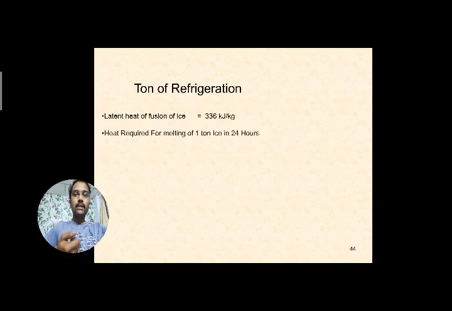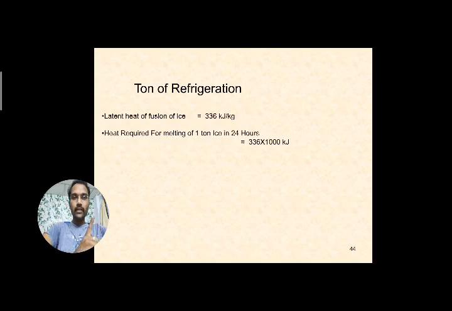We will see the ton of refrigeration in mathematical form. You know that the latent heat of fusion of ice is 336 kilojoules per kg. That refers to the change of phase. The fusion of ice means converting from the solid state of ice to liquid form during its phase change, and the heat required is 336 kilojoules per kg. So how much heat is required for melting 1 ton of ice in 24 hours? That can be taken as 336 into 1000 kilojoules.